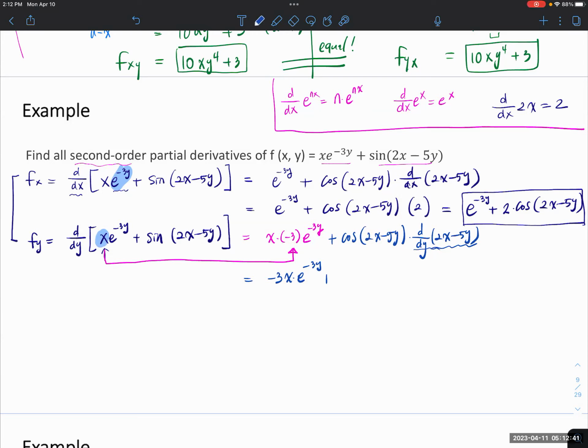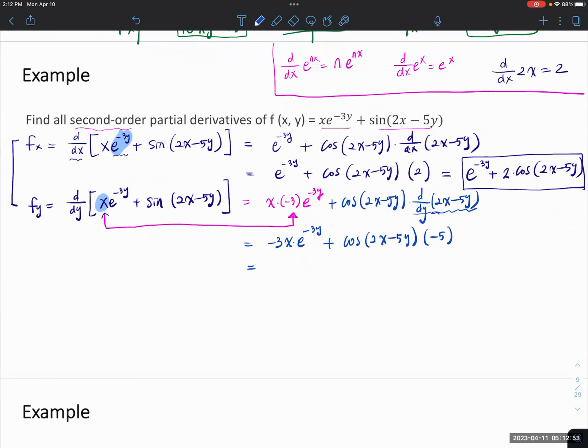So we have negative 5, or if you don't want to, I'm going to write everything. Minus 5, and here negative 5. So that's going to be negative 3x e to the negative 3y, and then minus 5 cosine 2x minus 5y. Yes, this is the partial derivative with respect to y. So far, we only took the first order of the partial derivative.